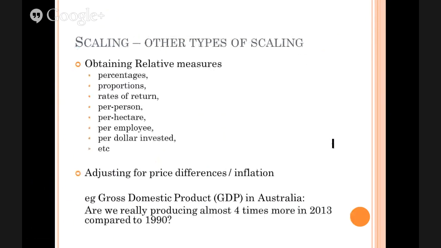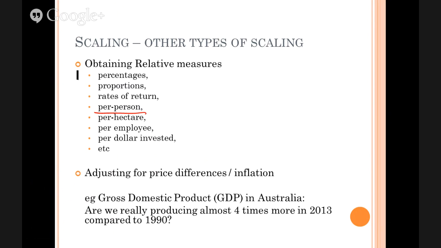That's just one example of scaling of data, where we did it per person, per capita. But we may want to scale data in lots of other ways. We may want to calculate percentages, proportions, rates of return, per hectare if you're looking at agricultural productivity, per employee if you're looking at problems of complaints that you have from customers, per dollar invested if you're looking at some kind of rate of return, etc. So many different ways in which we can obtain relative measures.